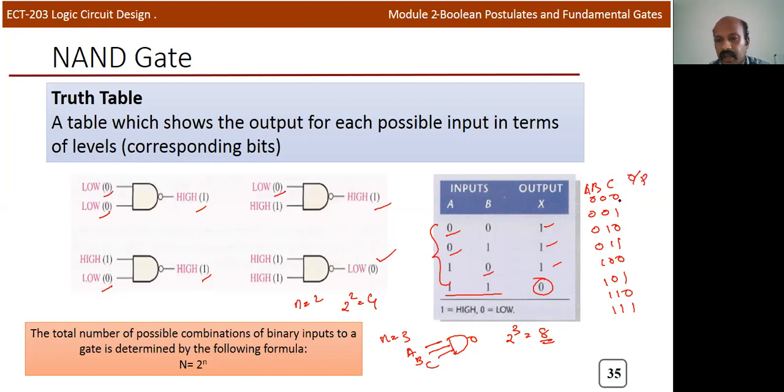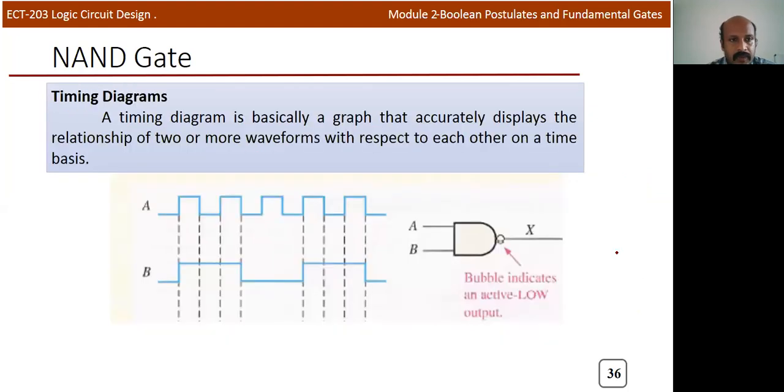You can write that if any one of the inputs is 0, the output is 1. So in all these cases you will get output 1, and for the last case you will get 0. So this is the 3-input NAND gate operation. And similarly, for any number of inputs, you can write the truth table. And now we'll discuss the timing diagram concept.